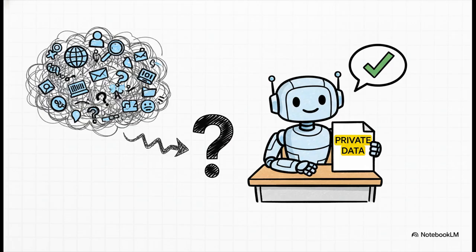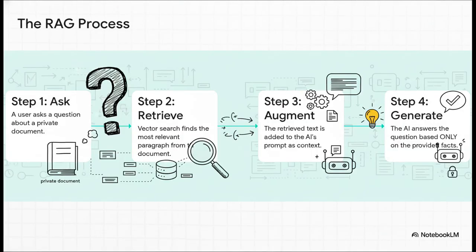It forces the AI to first look up the answer in a specific set of documents that you provide. It's just like a student in an open book exam. The whole process is really simple, but it's incredibly powerful. First, you ask a question. Then, this system uses that vector search to dive into your private knowledge base and retrieve the most relevant little snippets of text.